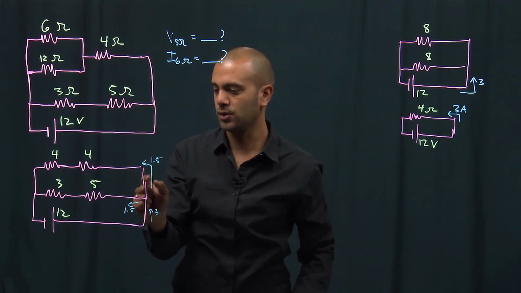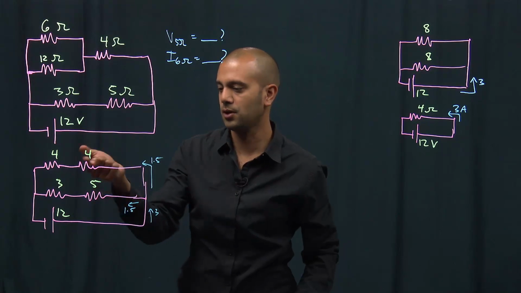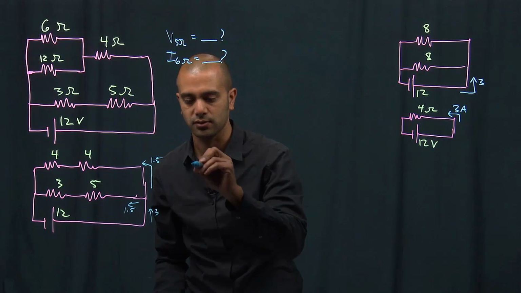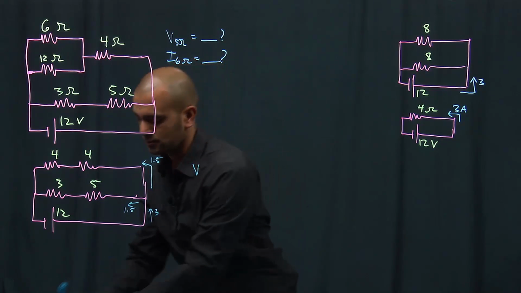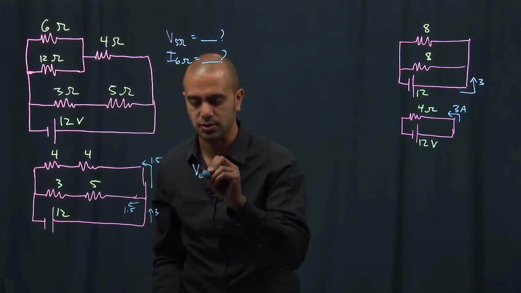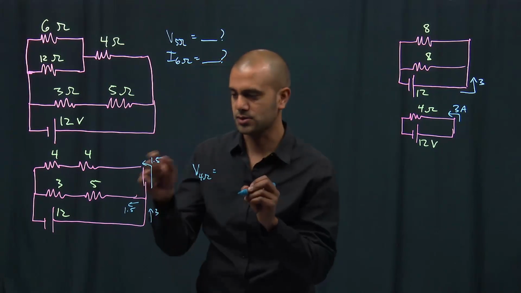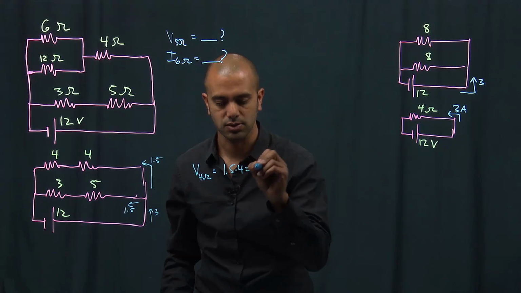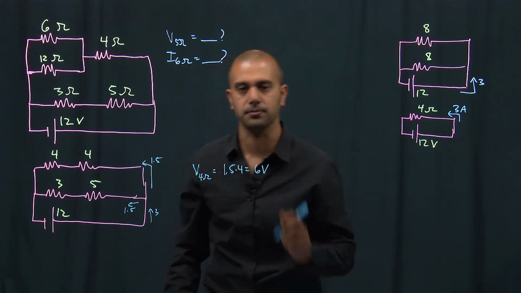Now the 4 ohm resistor, we know the current going through it is 1.5 amps, and we know its resistance is 4 ohms. So we can simply multiply those to get the voltage across it. So the voltage across the 4 ohm resistor is just the current times the resistance, which is 6 volts.